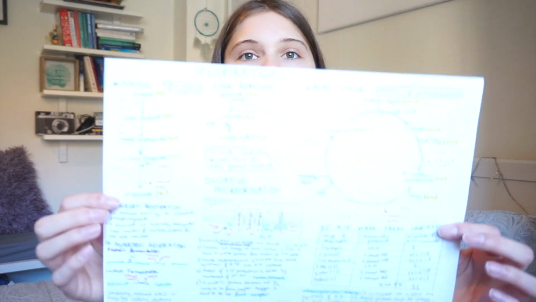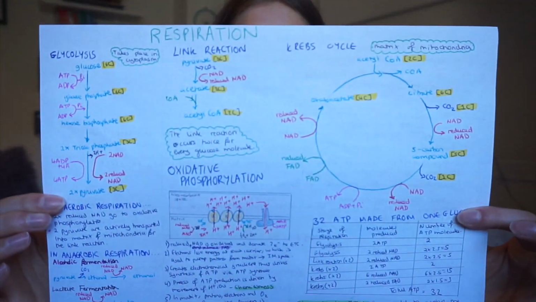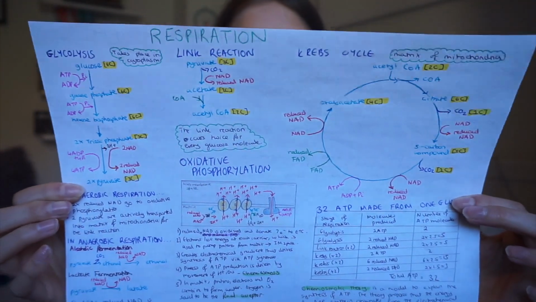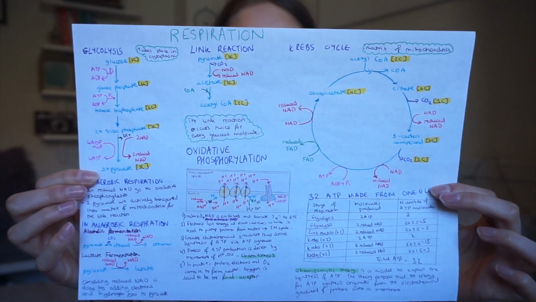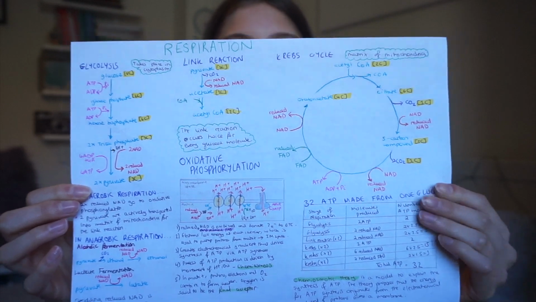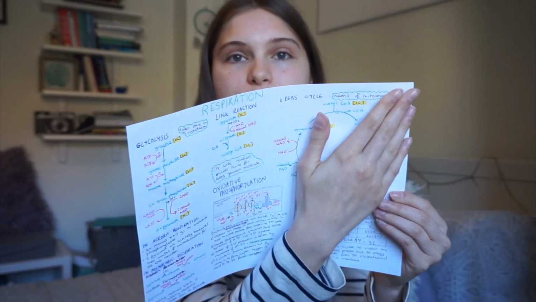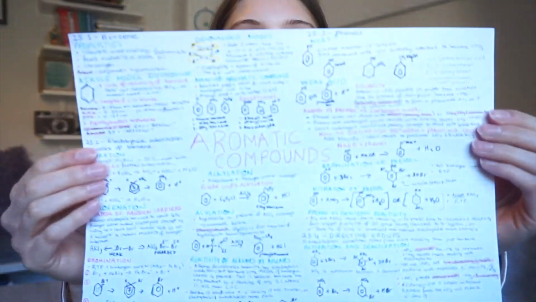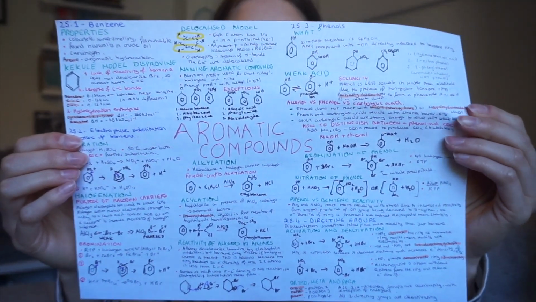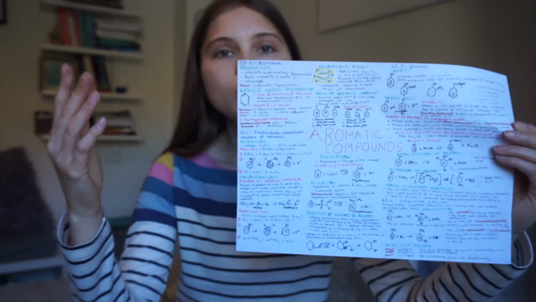So here's some examples. So here's my one for respiration, and I just basically put all the most important processes on there, so that when I was revising respiration I could cover up parts, like I could cover up the Krebs cycle, and then I would get a piece of paper and draw the Krebs cycle and then check if it was correct.